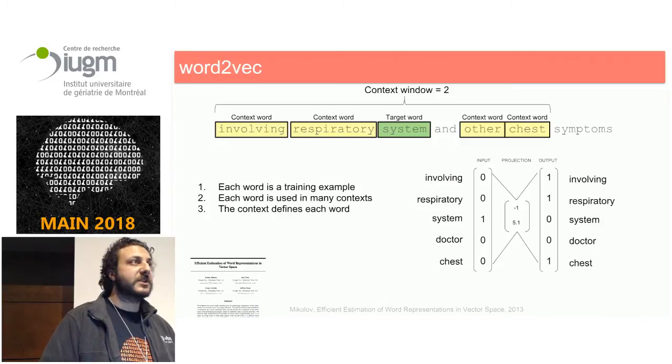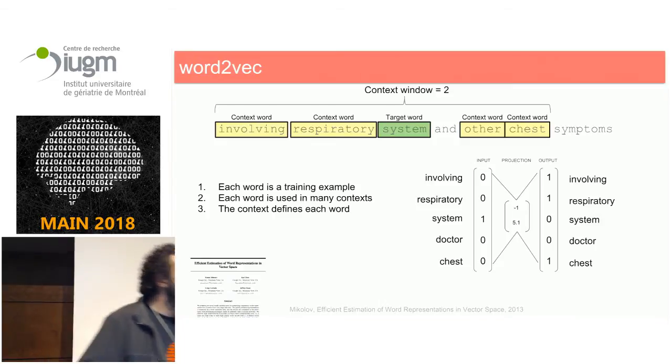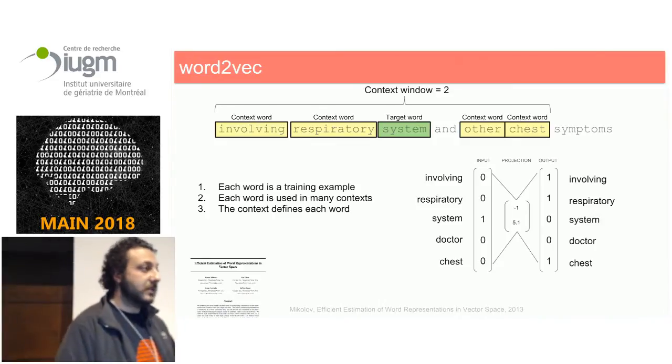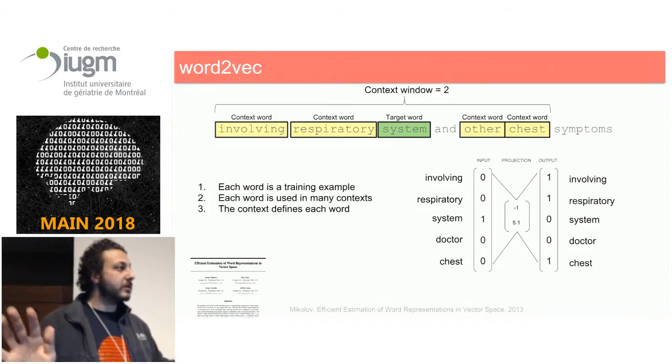Okay, does that make sense? Yep. Are those mappings linear for now? Yes. Yep. So word2vec is going to be linear. Yep.